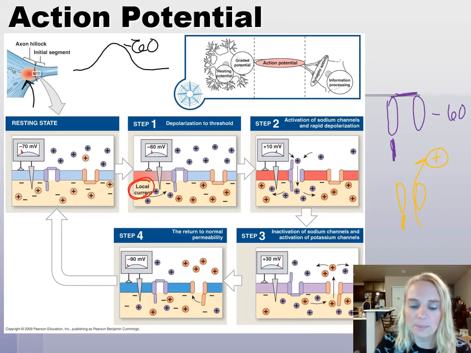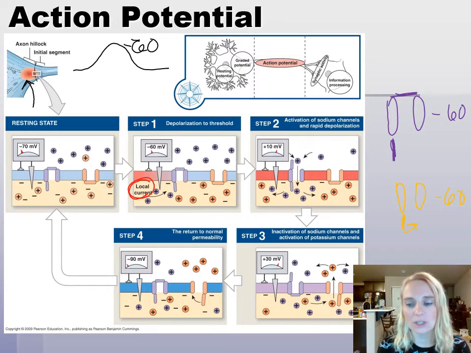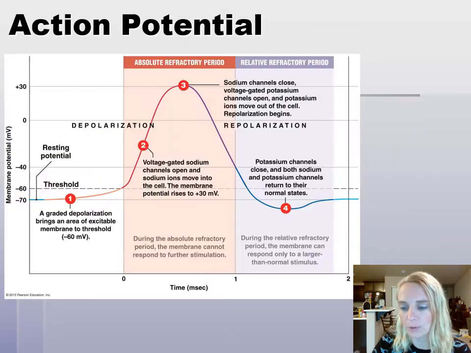And then the potassium channel starts to close at -60, but it does so slowly. As it's closing slowly, a little bit more potassium leaks out. And so we actually get a little bit of what we call a hyperpolarization.